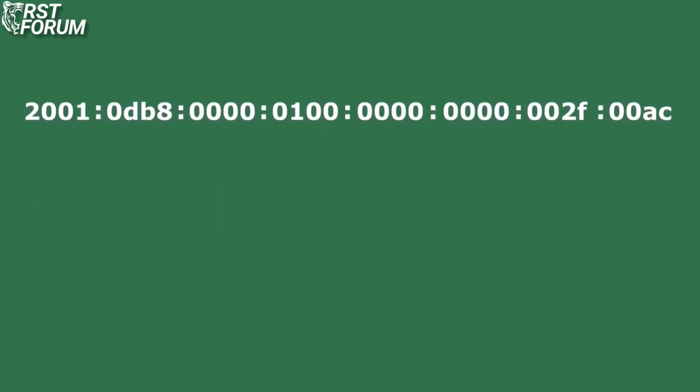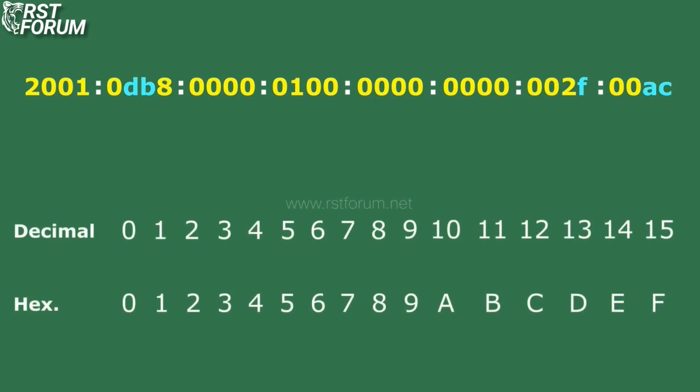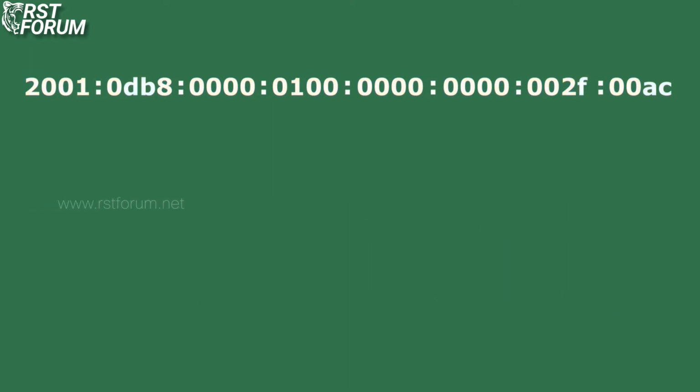Let's get into some more details. So, as you can see, an IPv6 address uses numbers and alphabets. It is a hexadecimal address, and uses numbers from 0 to 9, and alphabets from A to F. Now, let us look into some ways to shorten this address and make it look a little simpler.